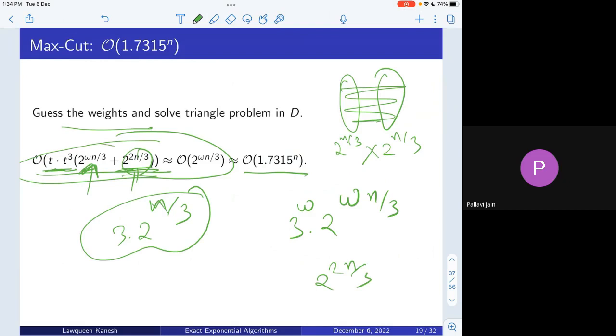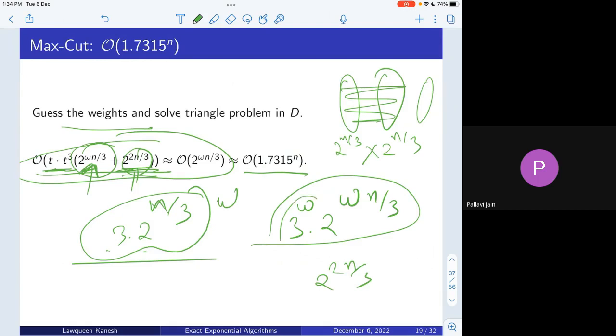Then this first term is coming because of the triangle finding by matrix multiplication, right? So the number of vertices is 3 into 2 power n by 3, because three sets are there of size 2 power n by 3. So this power omega, which is basically this number, and we can just take this constant into the order. And this is what is giving us 2 power omega n by 3. Okay?